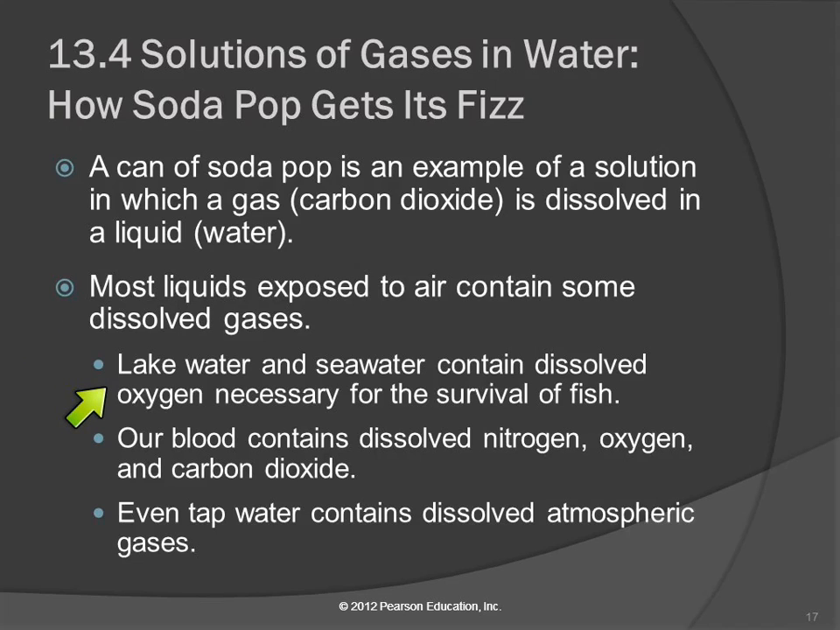Lake water and seawater contain dissolved gases, especially oxygen, and that's how the fish are able to survive, is the oxygen that's dissolved in the water. Your blood contains dissolved gases, nitrogen, oxygen, carbon dioxide, and one of its big functions is to carry oxygen to the tissues of your body and take the carbon dioxide away. And so you breathe out the carbon dioxide, you breathe in oxygen. Even tap water is going to have dissolved atmospheric gases.